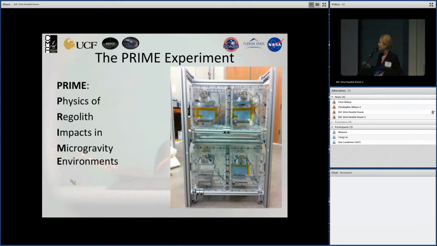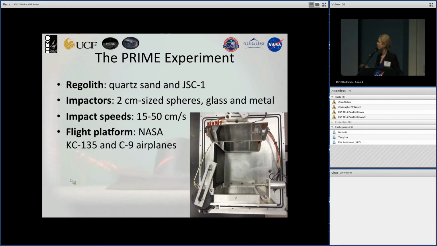So here's a picture of the PRIME experiment as you put it on the parabolic aircraft. And you see these are different boxes here. PRIME stands for Physics of Regolith Impacts in Microgravity Environments. So what are these individual boxes? Down here, you have a tray that has a door, and you fill it with regolith. And up here, you have a launcher that's spring-loaded, and you will launch an impactor into your tray of regolith.